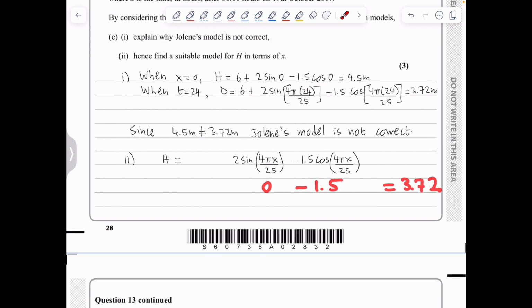So maybe I will put a constant here. And the constant is obviously the 3.72 plus 1.5, which is 5.22. So h is 5.22 plus 2 sine 4 pi x over 25 minus 1.5 cos 4 pi x over 25. And this is valid for x between 0 and 24.